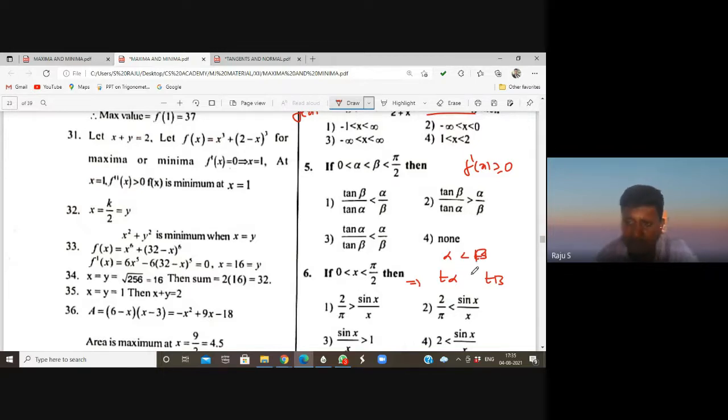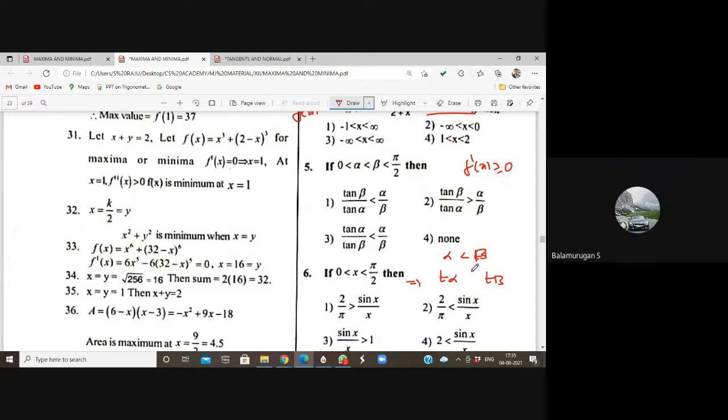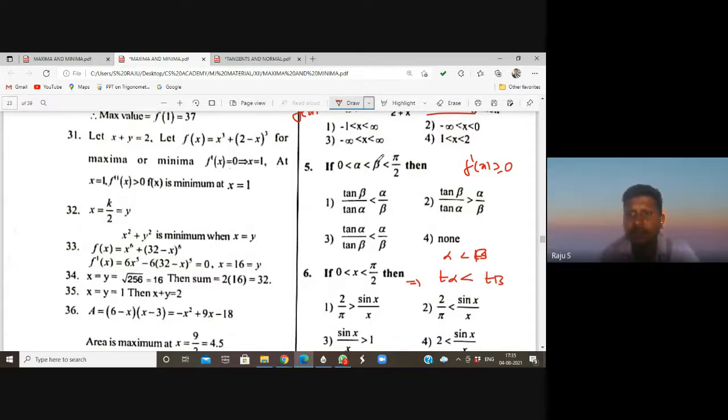Also lesser than or greater than? Lesser than, because the interval is in the first quadrant. In the first quadrant tan is clearly increasing. Increasing means, when I check which of the following options is satisfying and cross multiply here, beta into tan beta is lesser than alpha into tan alpha.